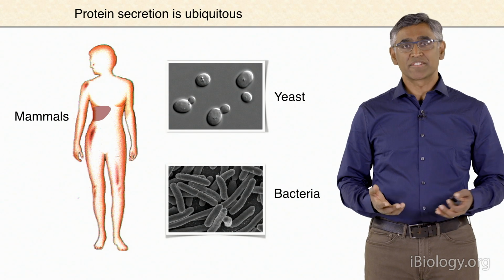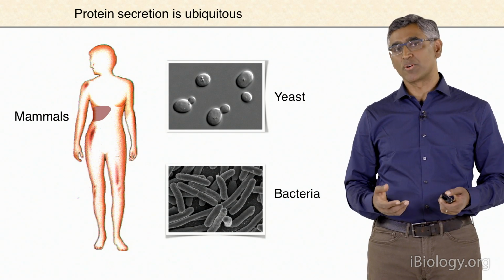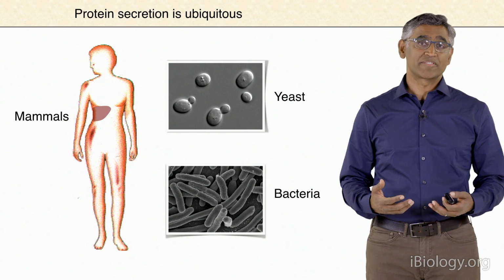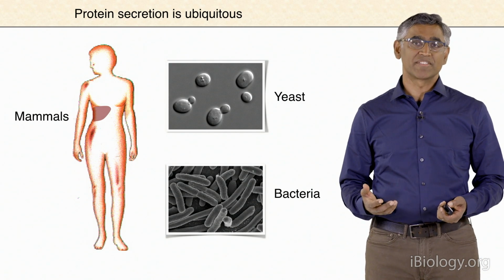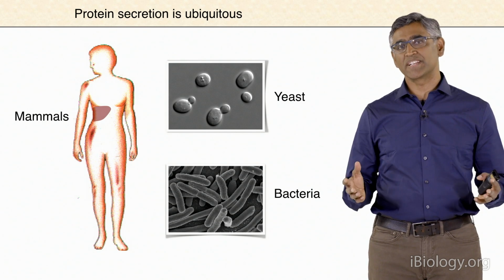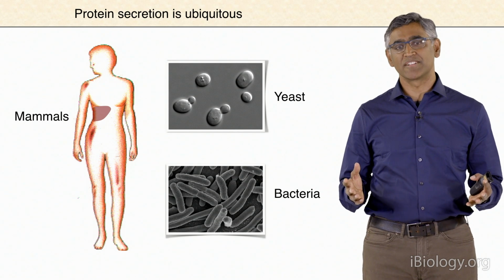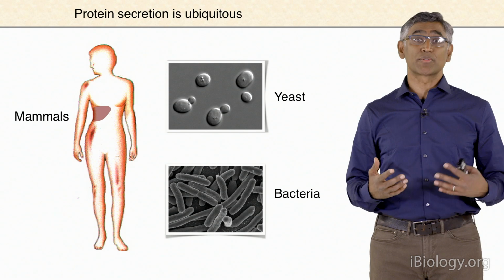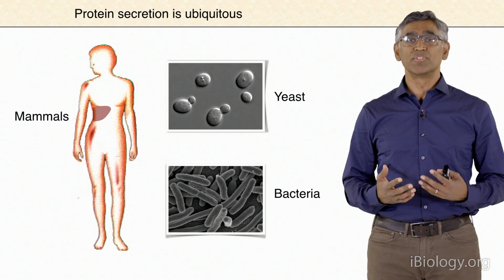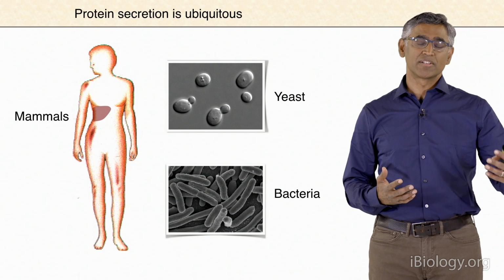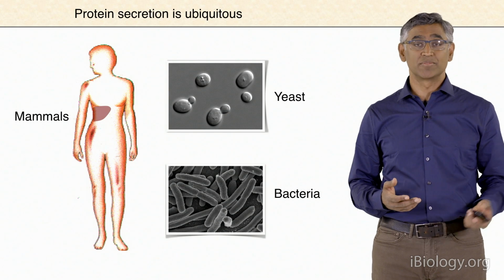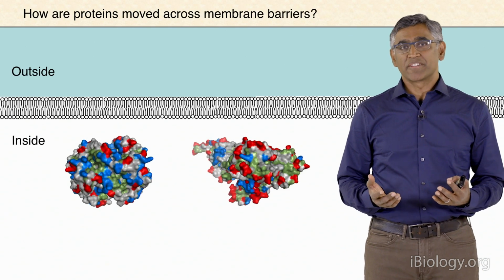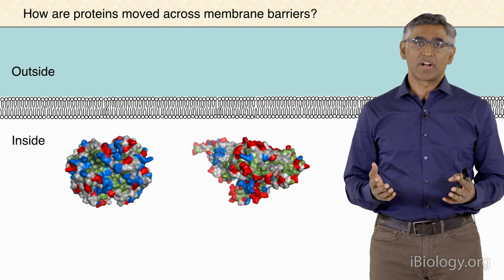So the cells in our bodies secrete various hormones, and while some of these hormones are small molecules, many of them are proteins. And these proteins somehow have to get from the inside of a cell to the outside of the cell. And so our understanding of how proteins get compartmentalized in cells actually comes initially from trying to understand how cells secrete proteins and how they actually move across the inside of a cell, across a membrane barrier to the outside. So the problem becomes apparent if you think of the scale and scope of the problem.